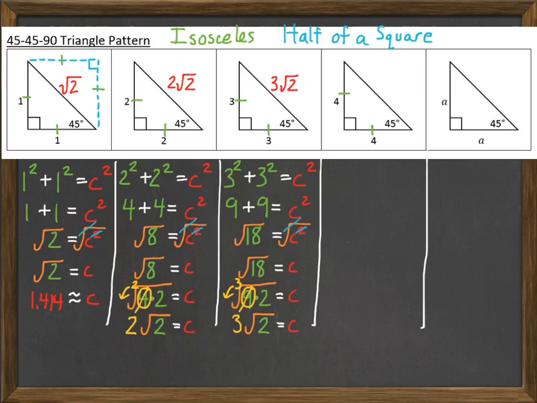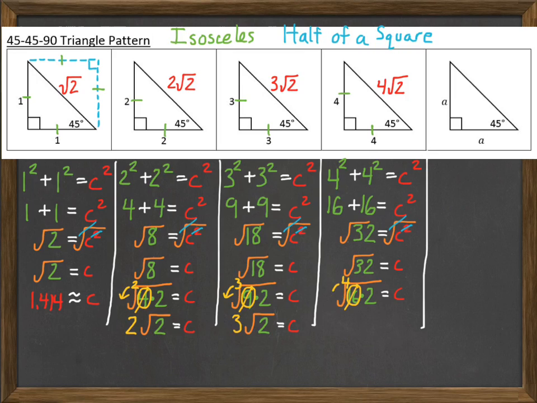We've got 1, 1, and square root of 2; 2, 2, and 2 square root of 2; 3, 3, and 3 square root of 2. I wonder what this next one is. If you guessed 4 square root of 2, you're right. Here's proof with the Pythagorean theorem: 4 squared plus 4 squared, simplify the square root, and we get 4 times the square root of 2.